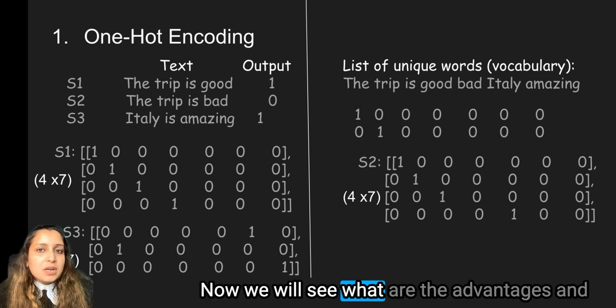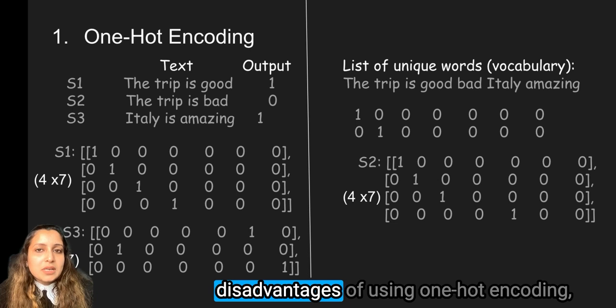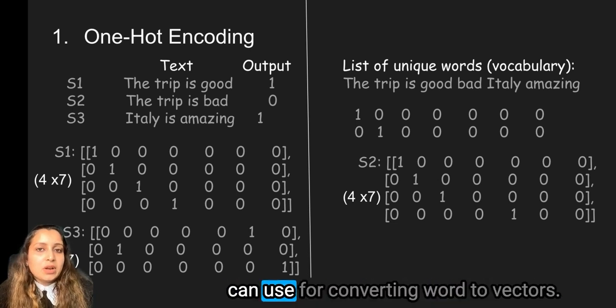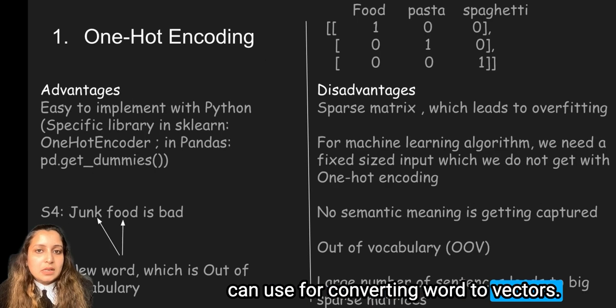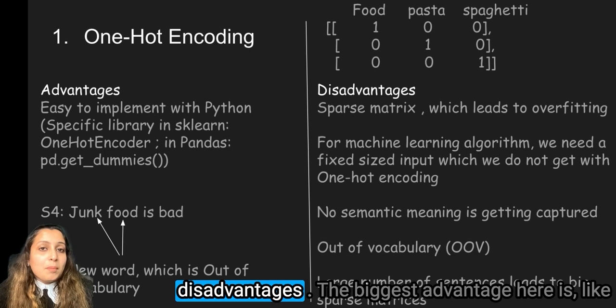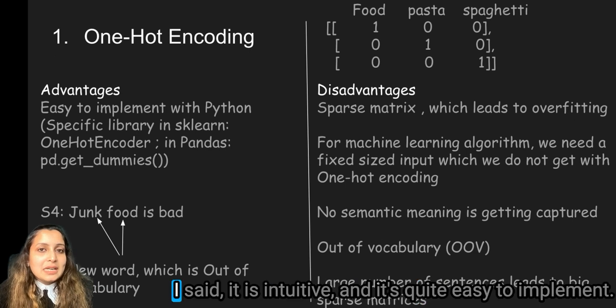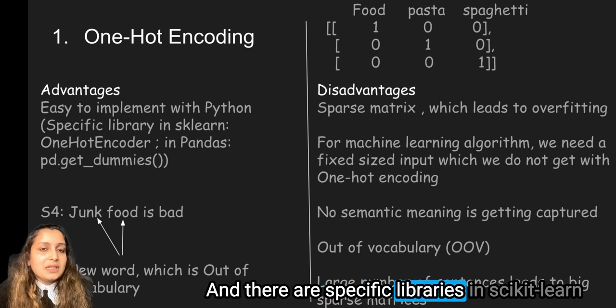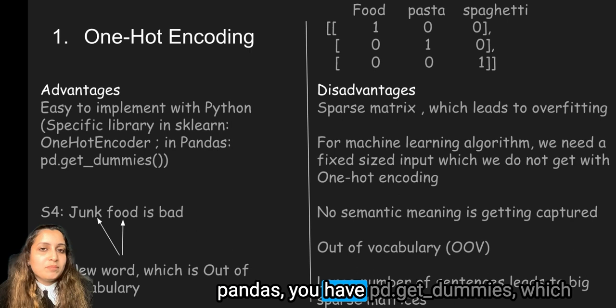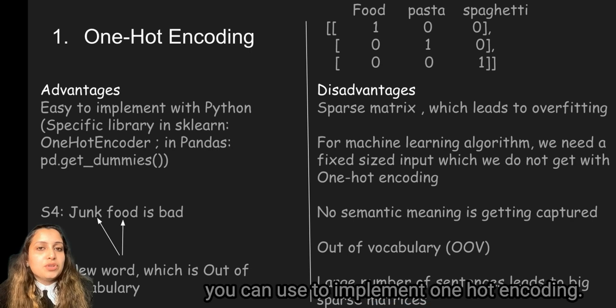Now we will see what are the advantages and disadvantages of using one-hot encoding, followed by some other techniques we can use for converting word to vectors. So when we talk about advantages and disadvantages, the biggest advantage here is, like I said, it is intuitive. It is quite easy to implement. And there are specific libraries in scikit-learn such as one-hot encoder, and in pandas you have pd.getDummies, which you can use to implement one-hot encoding.